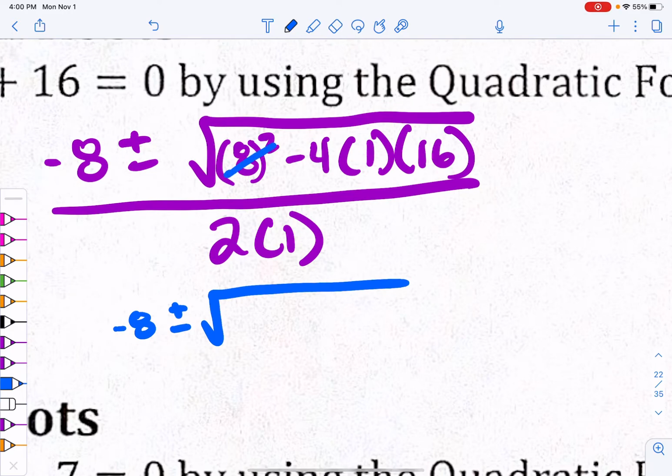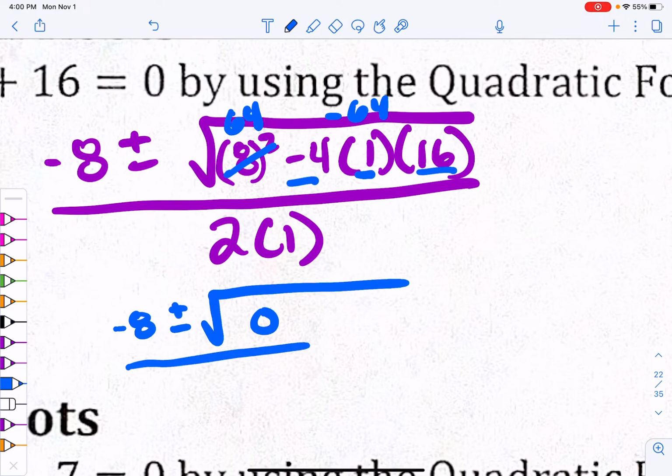So 8 squared is 64. Negative 4 times 1 times 16 is negative 64. Okay, so we have 64 minus 64, which is just going to be 0. That's kind of odd. All over 2 times 1, which is 2. Okay, well, the square root of 0 is just 0. It's like saying, what do you take times itself to get 0? The square root of 0 is 0.